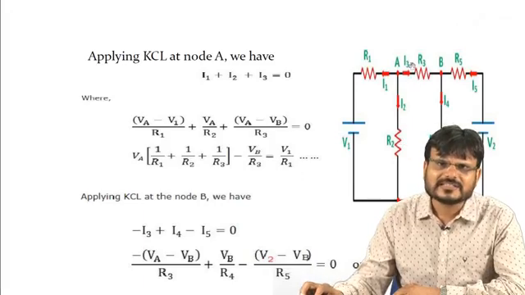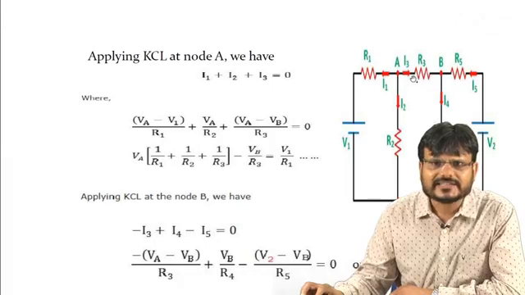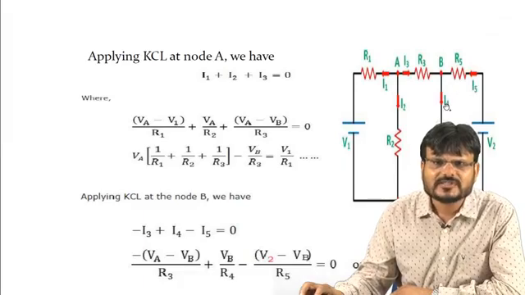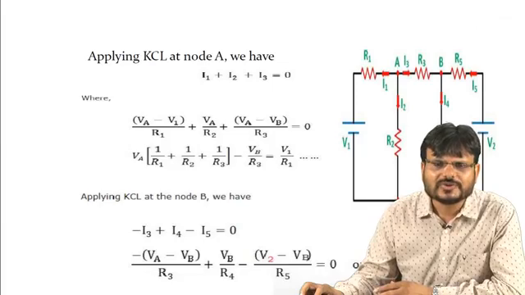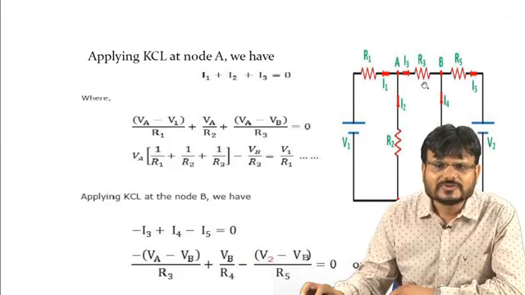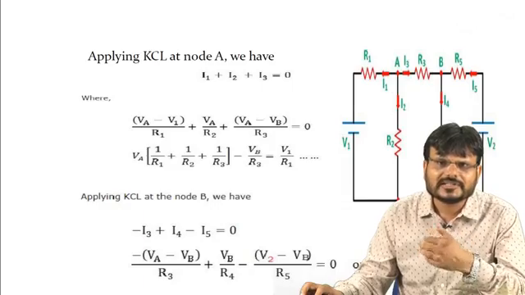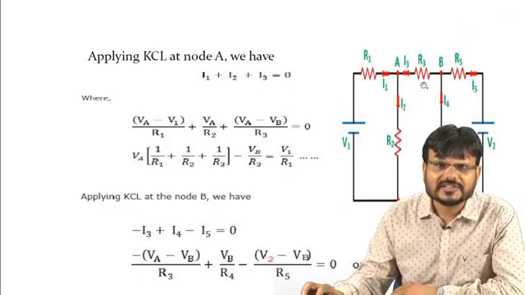Now you have applied the KCL at node A. Now you have to apply KCL at node B. Here you can see that I3 is incoming current, I5 is also incoming current, and I4 is outgoing current. As per the KCL, incoming current is equal to outgoing current, or the algebraic sum of the currents is equal to 0. So incoming current can be denoted as negative and outgoing current as positive. So minus I3 plus I4 minus I5 is equal to 0.